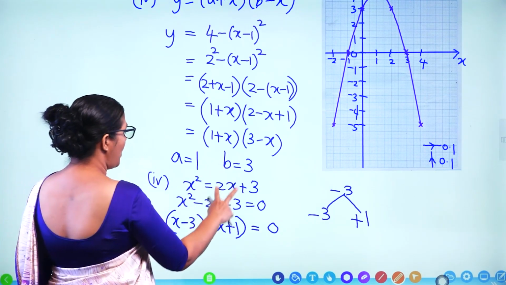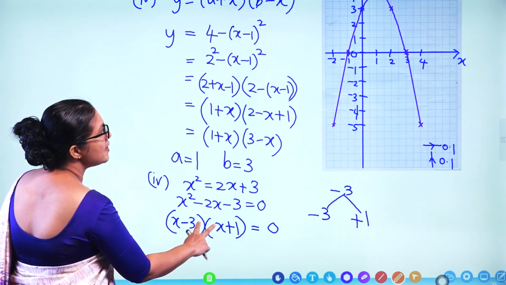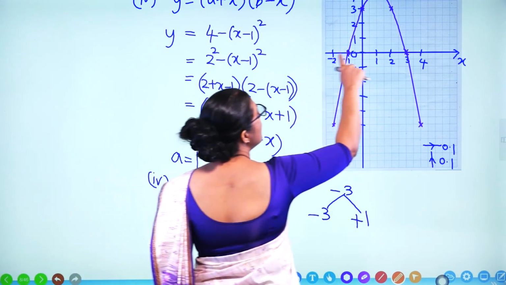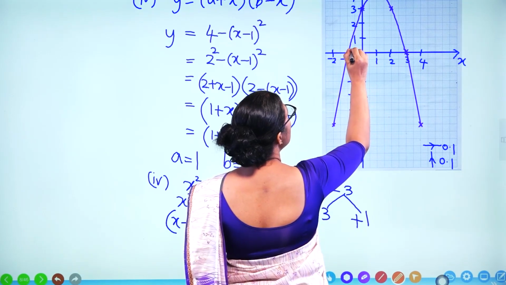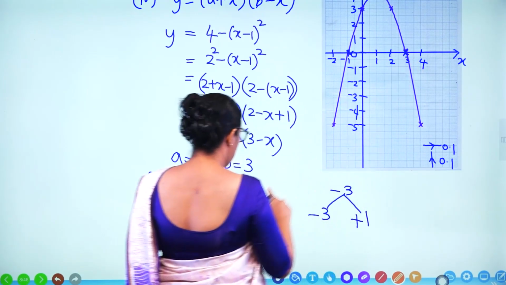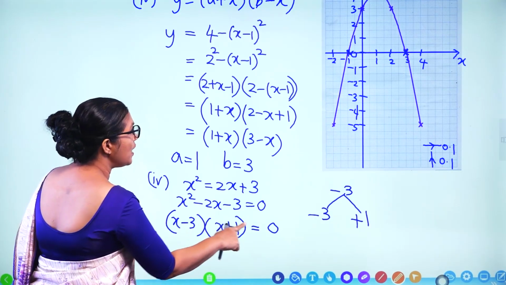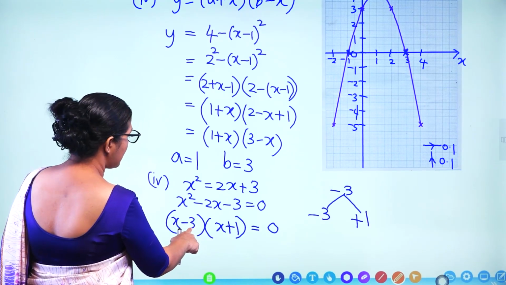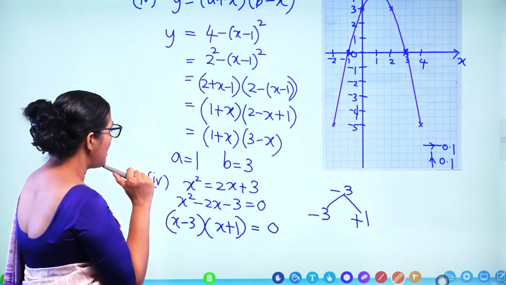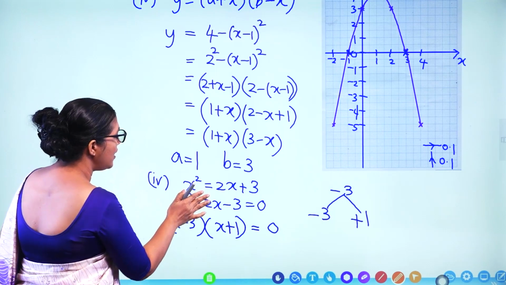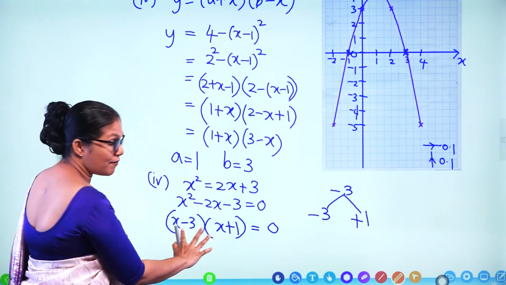So, when you equate to 0, that means here when y equals 0, the values of the x's are the solutions of this equation. So, we get x equals 3 and x equals minus 1. So, you don't need to use this one and find the factors.